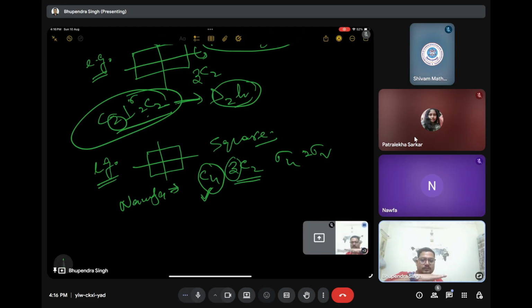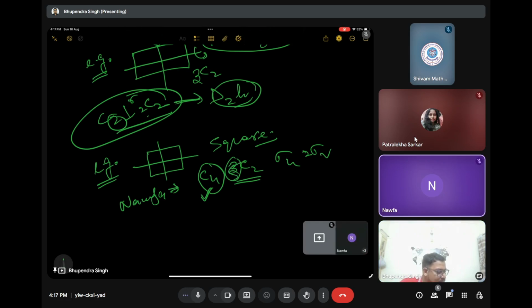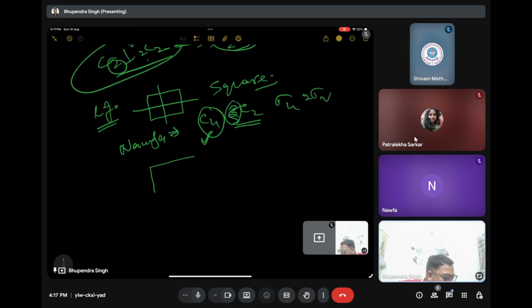3. But you have said 3, but there is one more C2 present. Because this is a square, this is also a diagonal. This is your also C2. This is your also C2. So I guess it should be how many? 1, 2, 3, 4, 5. Because these are same.